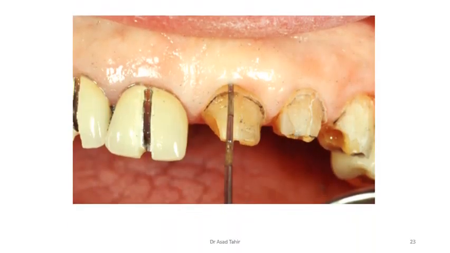Depth from the attachment to the level of the preparation margin is greater than 3 mm. This patient had an altered eruption pattern and a sulcus depth of more than 3 mm when these restorations were placed.